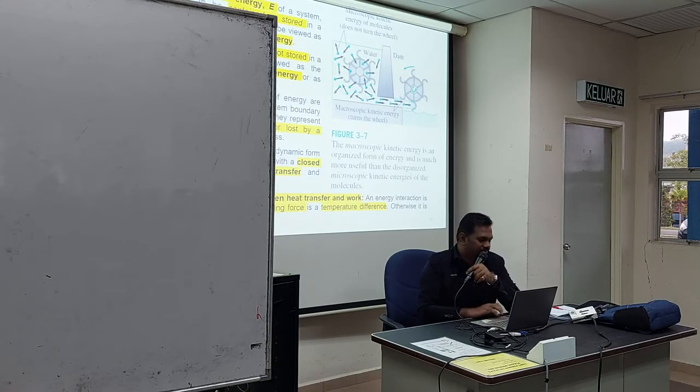Soalan ni pun pernah keluar. Energy interaction. What is energy interaction? So energy interaction means a dynamic form of energy. Energy yang bergerak. A form of energy not stored in a system can be viewed as a dynamic form of energy. Okay, so this one you need to understand. The dynamic form of energy are recognized at the system boundary as it crosses it, and they represent the energy gain or loss by the system during the process. So yang ni boleh tengok dekat gambar ni.